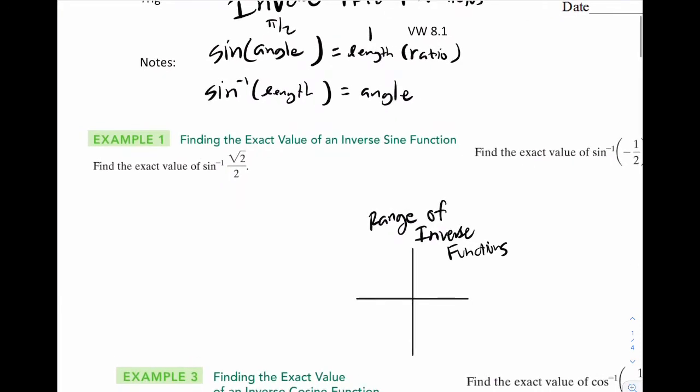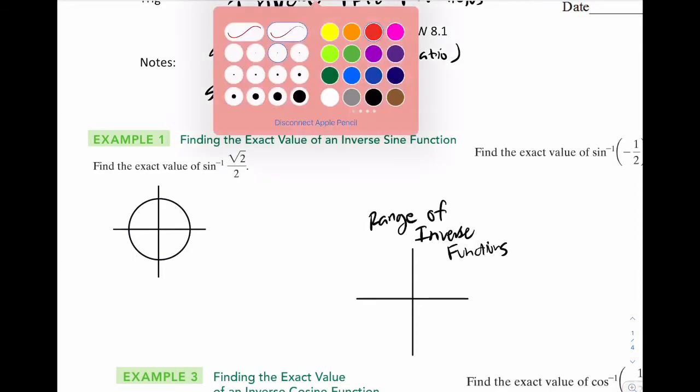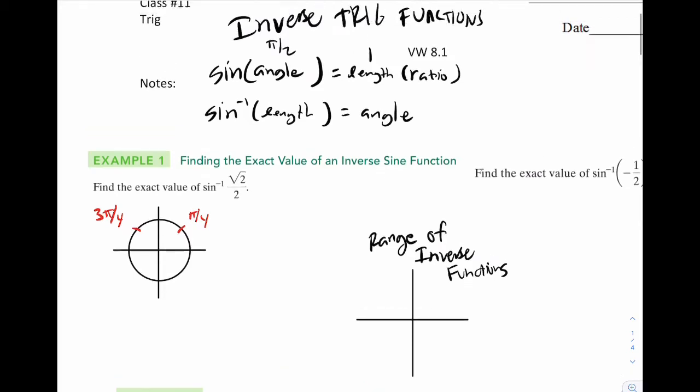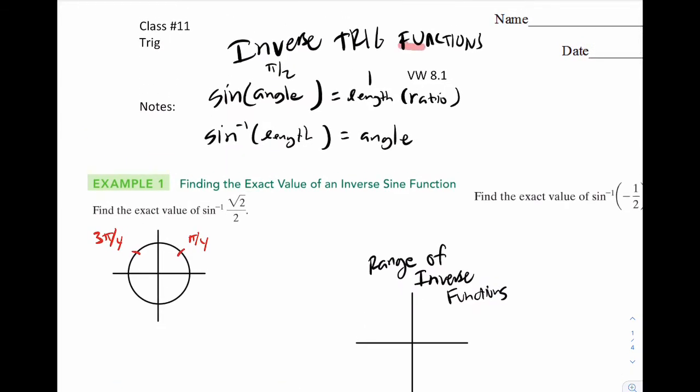So to do these, you're going to try to use a circle, but you're going to notice a problem arises. If I were to draw my xy axis, and let's say I put a circle right here, and I asked you where does sine hit root 2 over 2, you would get two answers. That happens here, pi over 4, and here, 3 pi over 4. The issue is we cannot have two answers because we're talking about functions here, right? So the key word here is functions.